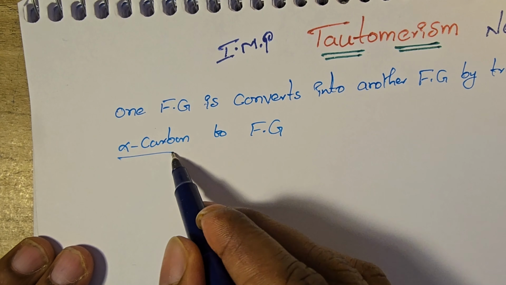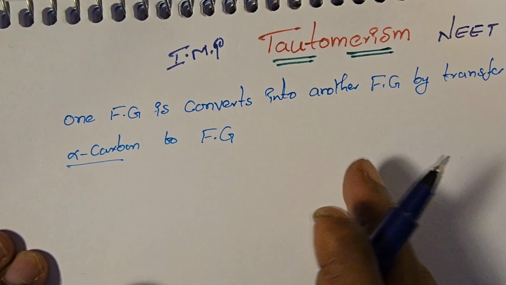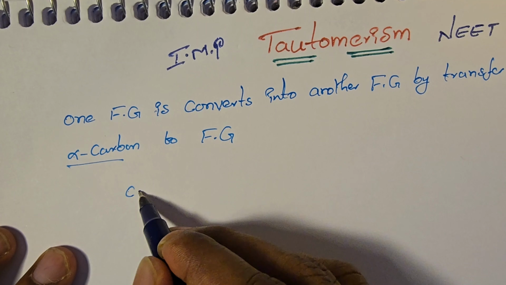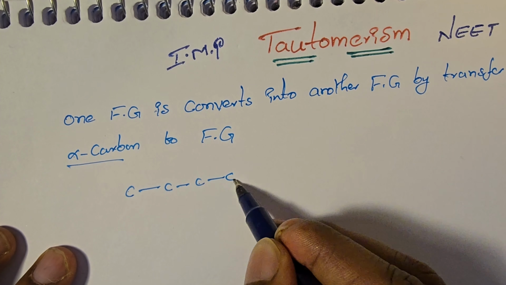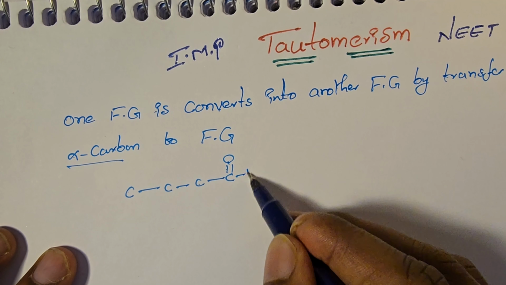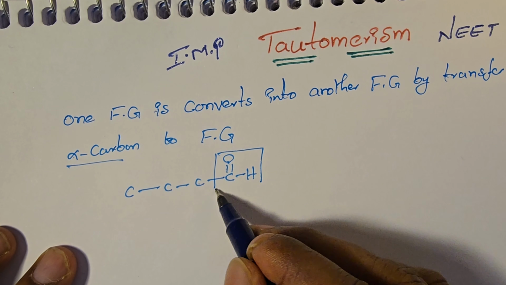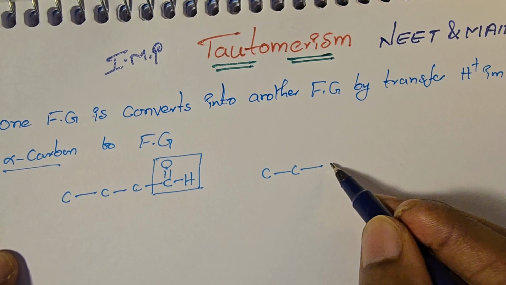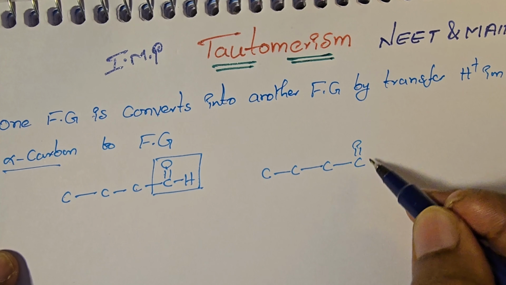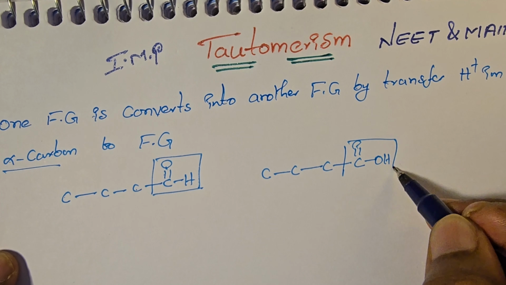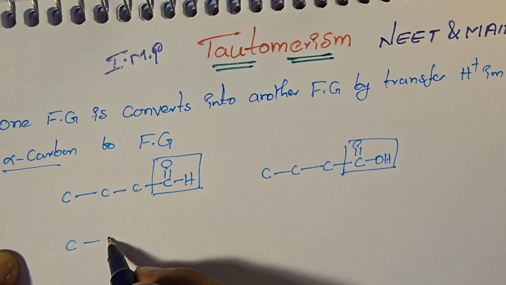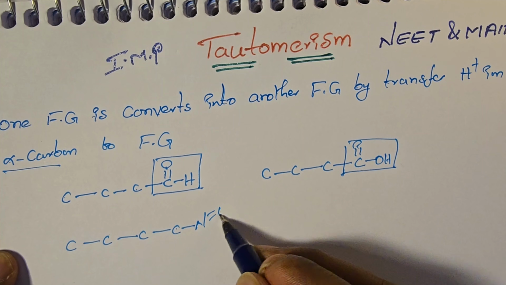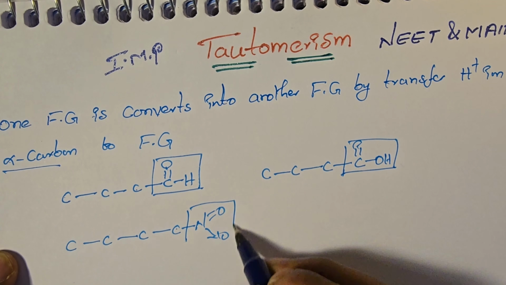What is alpha carbon? First of all, observe here the alpha carbon. What is the structural requirement for tautomerism? Here, a functional group and a carbon chain are present like this. At the end carbon, C double bond OH is present. What is the functional group here? This functional group is aldehyde. Suppose carboxylic acid is present, C double bond OH, this is the functional group. Or a nitro group is present, connected to the carbon chain, N double bond O. This is the functional group.